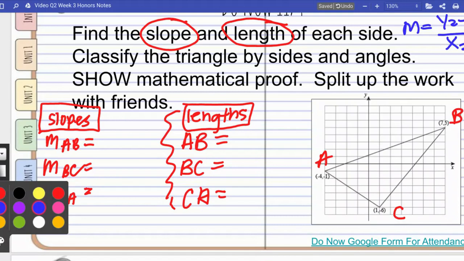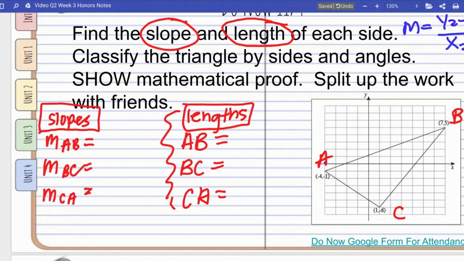When I do the slope of A to B, I go up 1, 2, 3, 4, 5, 6, and over 1, 2, 3, 4, 5, 6, 7, 8, 9, 10, 11. So the slope of A to B is 6 over 11.